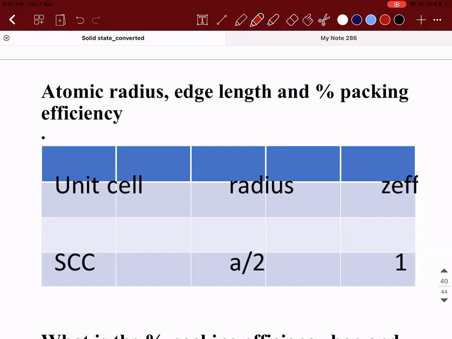So percentage packing efficiency has a formula. It is nothing but Z effective, which is the number of atoms contributed to the unit cell. If it is FCC, it will be 4. If it is SCC, it will be 1. I'll write the formula. Wait.